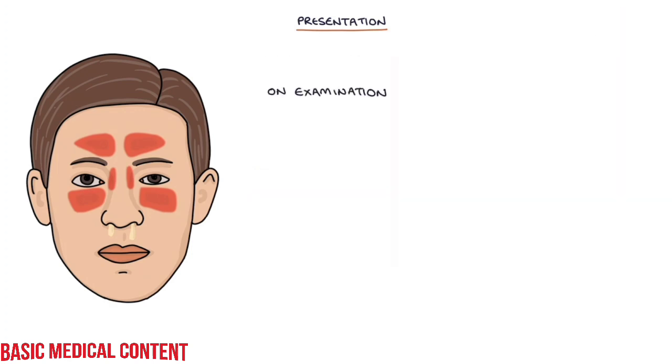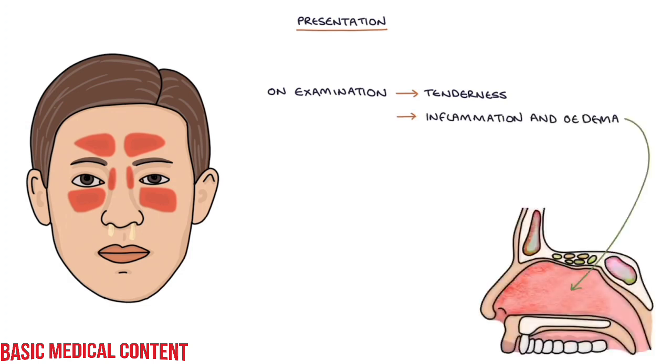On examination, you may find tenderness to palpation of the affected areas and the affected sinuses, inflammation and oedema of the nasal mucosa when you look up the nose, discharge from the nose and from the sinuses, and if there's an infection present, there may be a fever and other signs of systemic infection, for example, tachycardia or a fast heart rate.